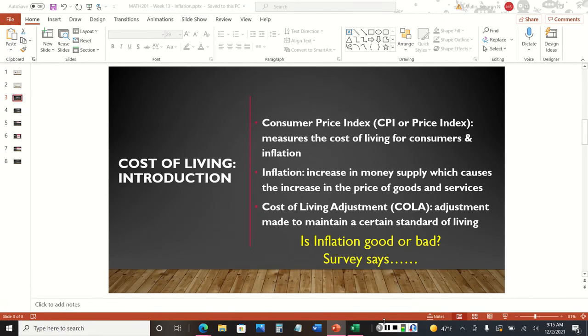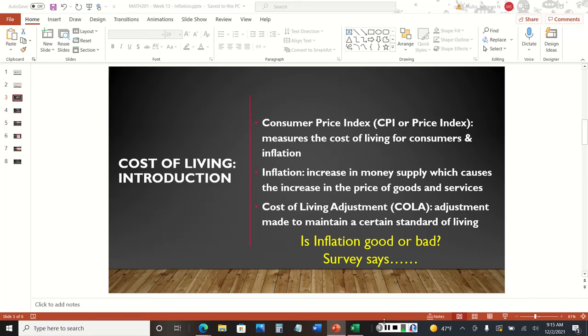This is the adjustment made to maintain a certain standard of living. The money that you had last year doesn't have the same purchasing power as the money this year. It may be the same dollar, but that same dollar does not purchase the same amount of goods from 2020 to 2021. This is important.